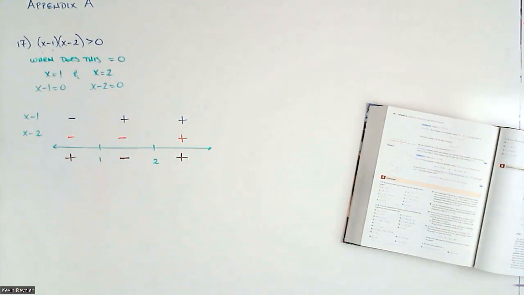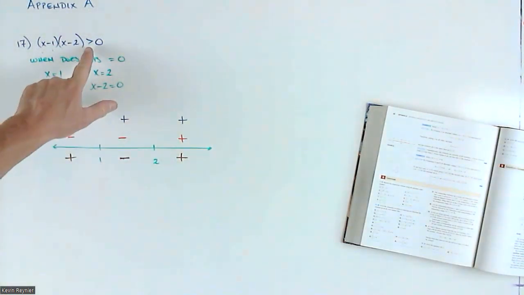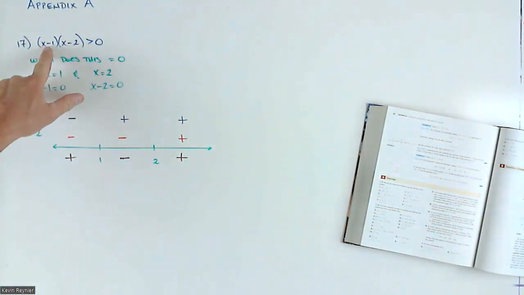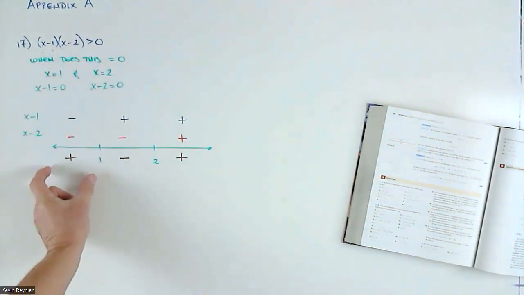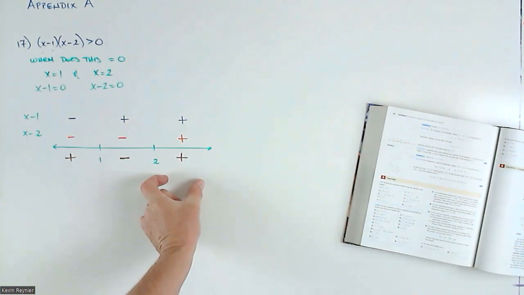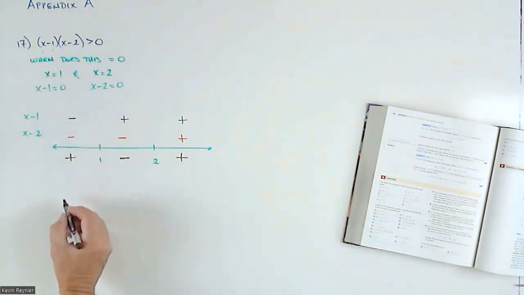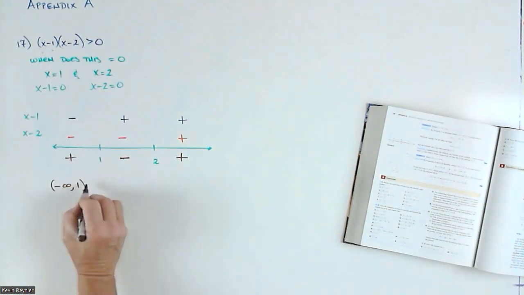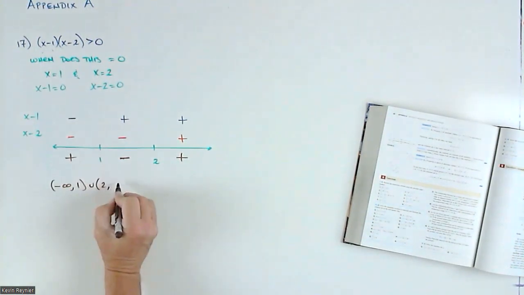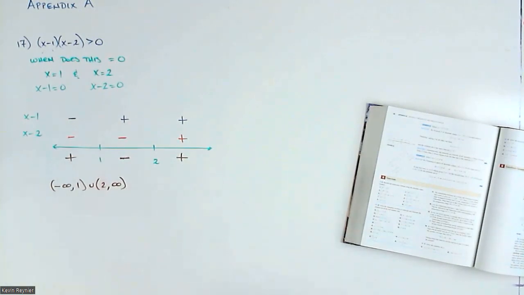And now I'm done. The question's asking me, when is (x − 1)(x − 2) positive? Well, it's positive here, and it's positive here. So I can write those two regions down: negative infinity to 1, union 2 to infinity. And we didn't have to solve any inequalities.